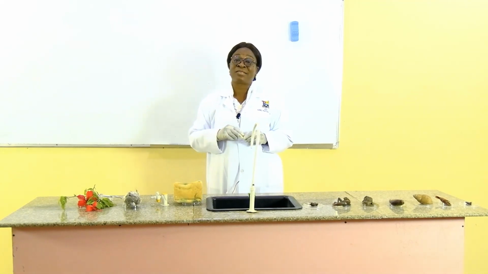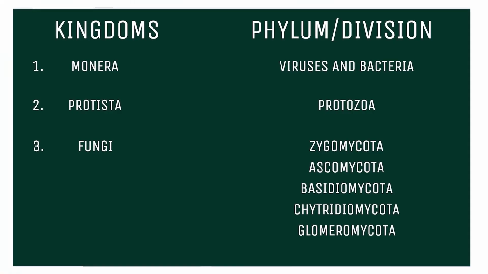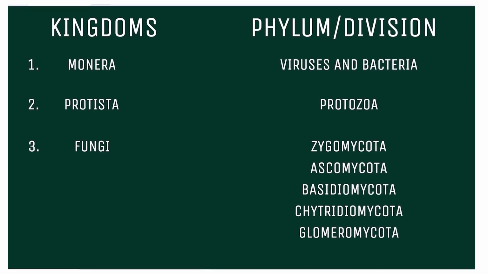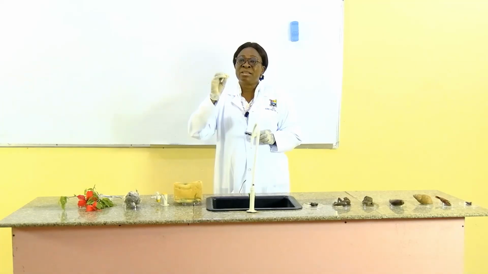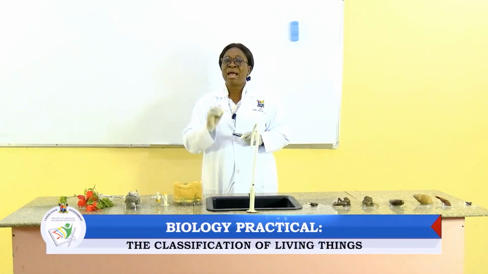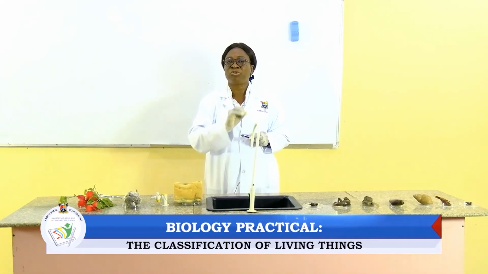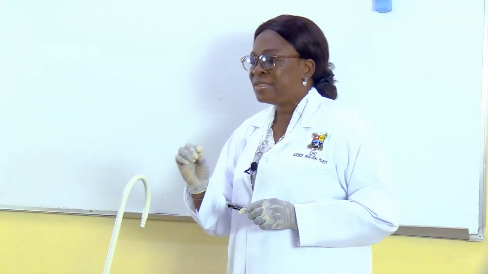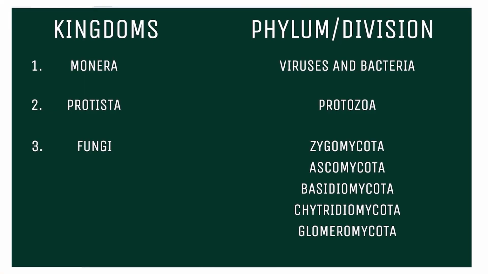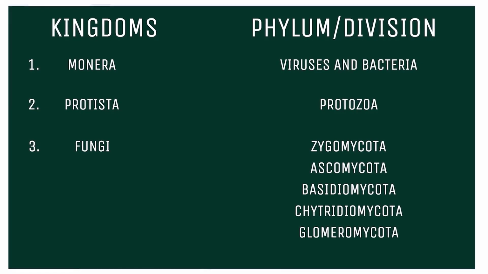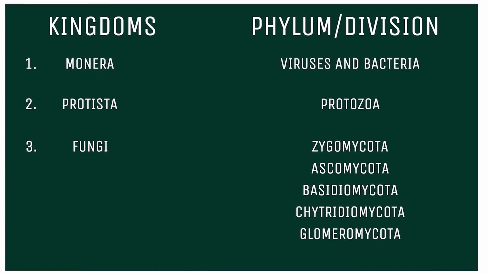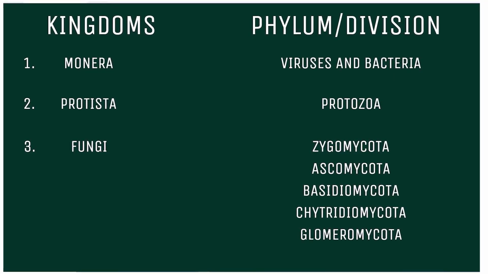Now let us look at these kingdoms one by one. We start with the first kingdom, which is Kingdom Monera. These are majorly microscopic organisms, and the viruses and bacteria are the organisms that are found under this kingdom. The second kingdom is Protista. The major group under Kingdom Protista are the protozoans or the protozoa.